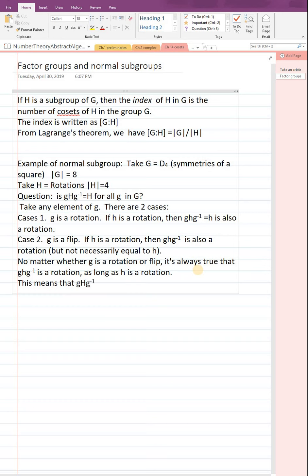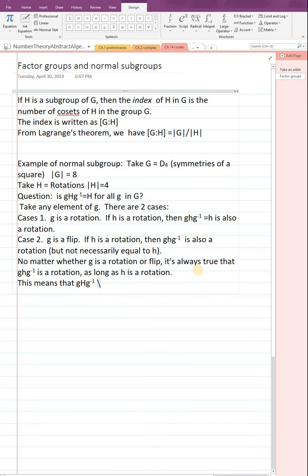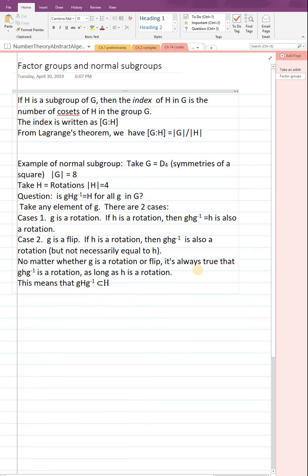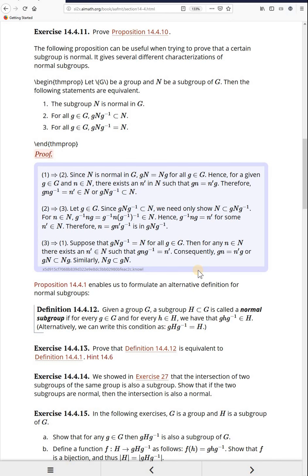Okay? And this means that G H G inverse is, basically it says that G H G inverse is a subset of H, right? Because we didn't say it was equal to H. It shows it's a subset. Right, but can we not use the... Yes, then you use what we just talked about. There was a proposition for it. Yes, it's right here. It's this proposition 2. Right.